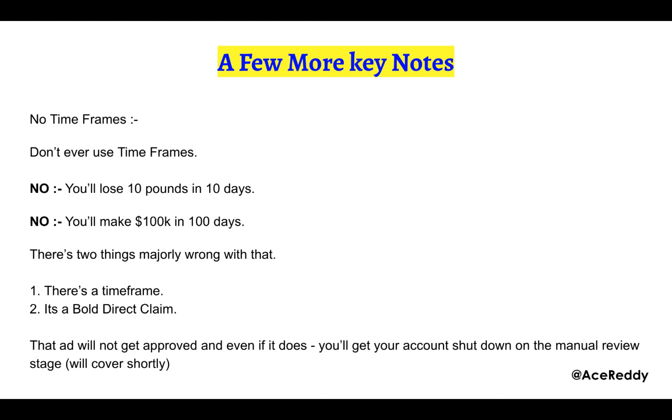There's two major things wrong with both of these claims, right? Number one, there is a time frame, which is a problem, but there's an even bigger problem, which is there is a bold direct claim, which is not allowed either. The ad will not get approved, and even if it does, you'll get your ad account shut down on the manual review stage, and I'm going to get to that in a second here.